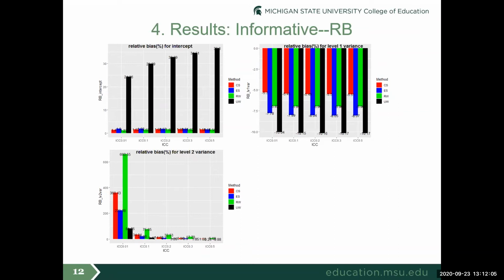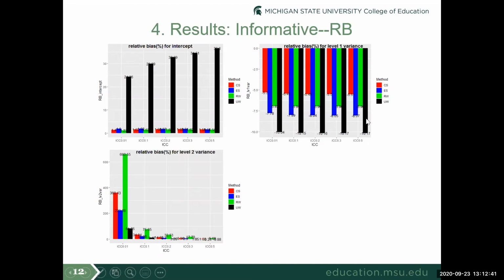introduce each plot specifically. Now, specifically, in the informative condition, the intercept and the level 1 variance are estimated unbiasedly, except for the intercept estimate with the unweighted estimator. The three weighted estimators perform quite similarly, you can see that, and much better than the unweighted, this black bar, across all the levels of ICC for the intercept.